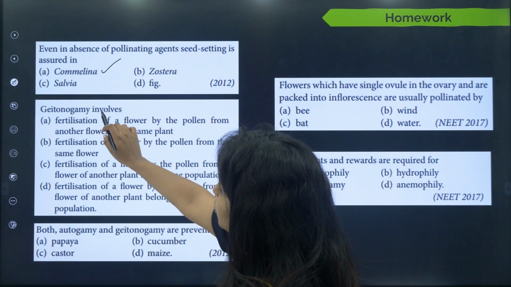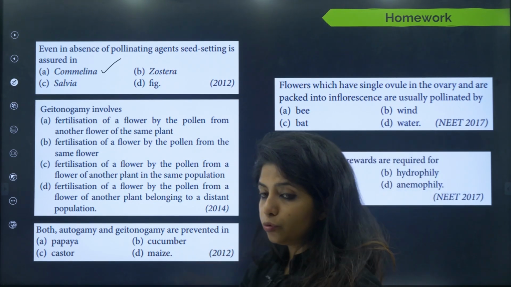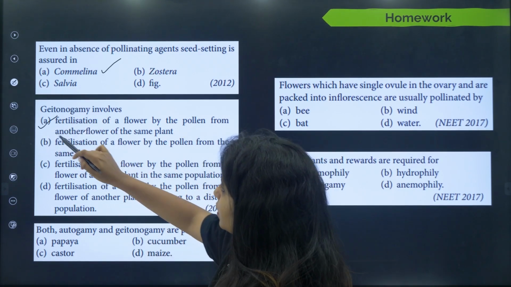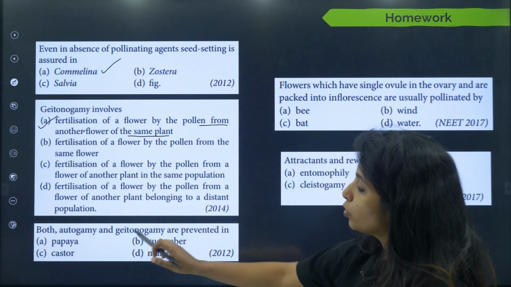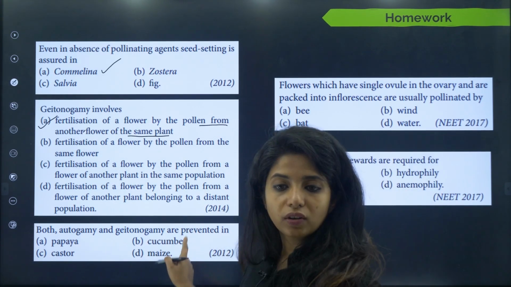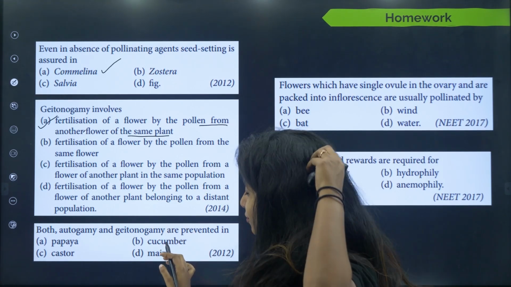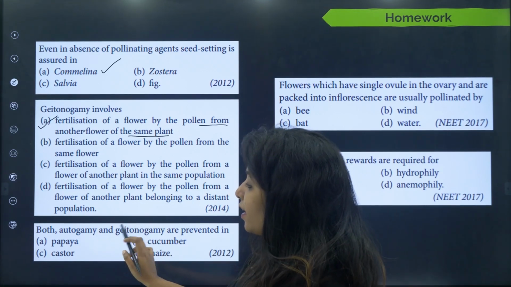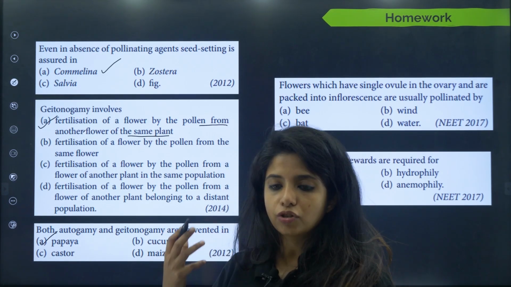Going ahead, geitonogamy involves fertilization of a flower by the pollen from another flower of the same plant. So, you know it has to be the same plant and it has to be a different flower. So, the first point itself gave you the answer. Pollen from another flower of the same plant. Then going ahead, both autogamy and geitonogamy are prevented in which plants? You know cucumber, castor, maize, all of them are monoecious plants, and monoecious plants can surely show geitonogamy. But when you talk about autogamy and geitonogamy both being prevented, it is papaya and date palm, because they have unisexual flowers, they are dioecious plants.